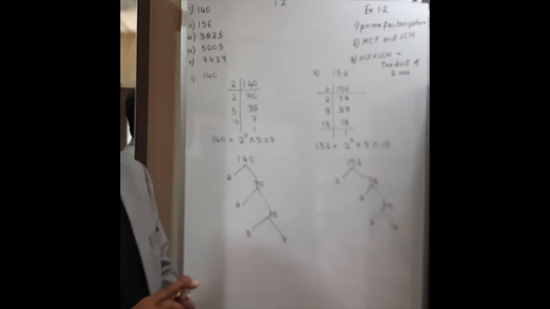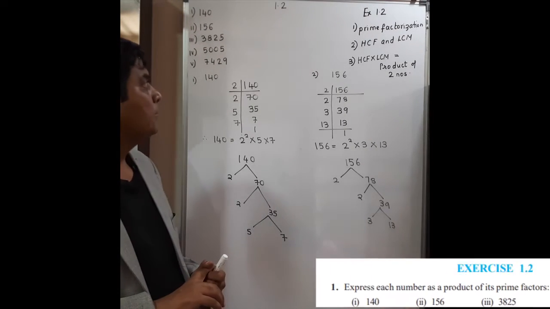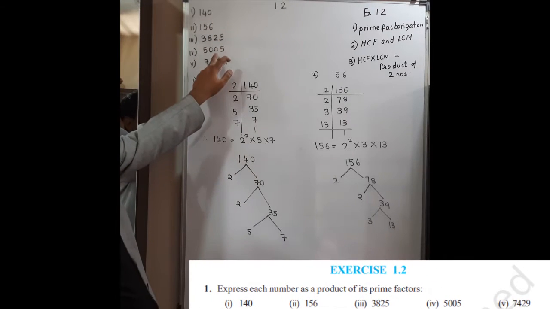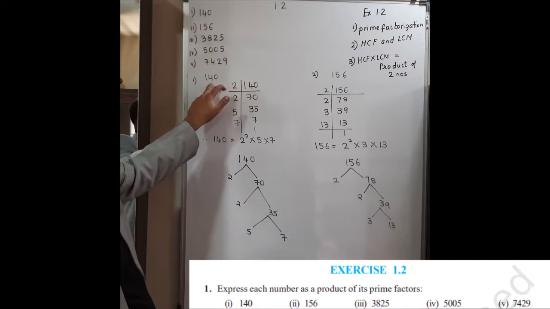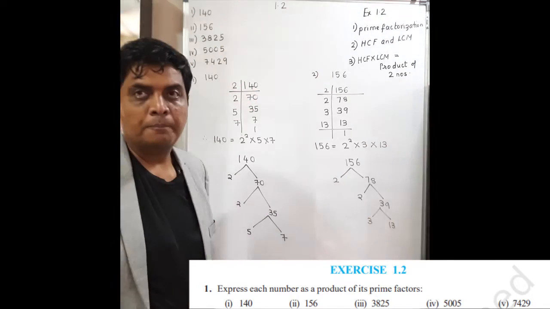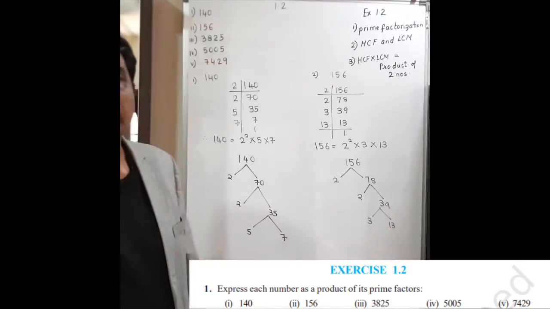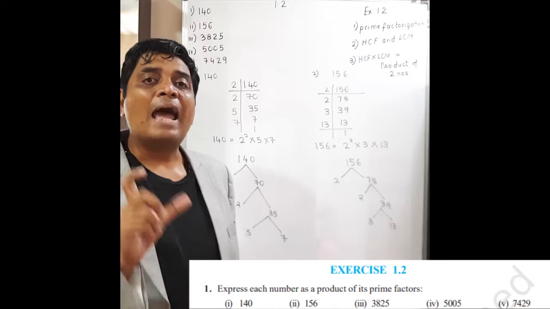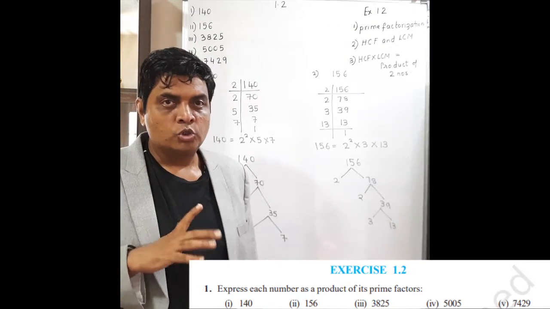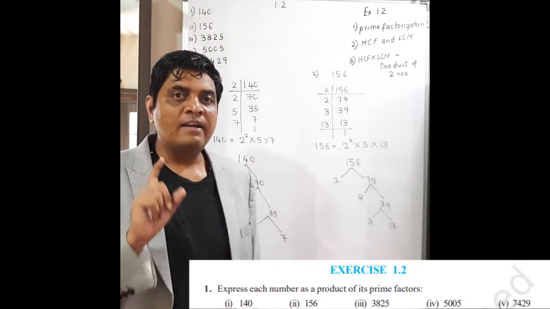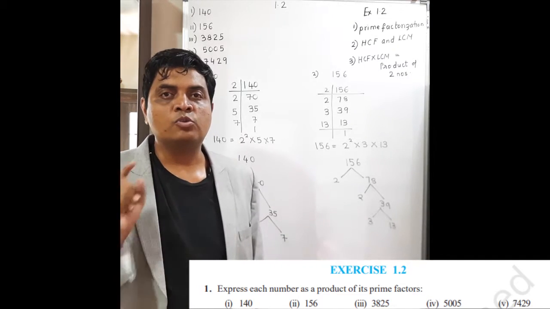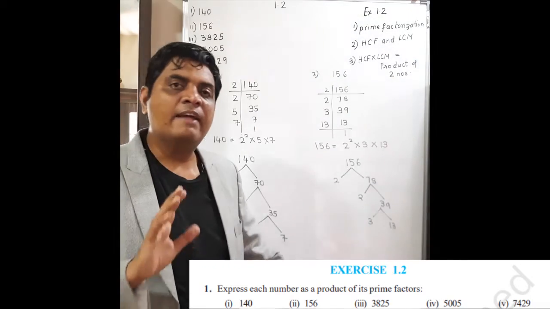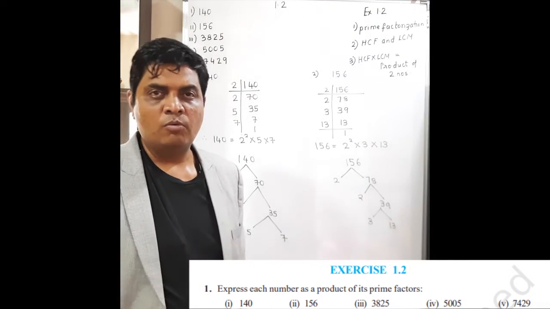So what is the first sum? We have to find the prime factorization of 140, 156, 3825, 5005, 7429. Let us see how to go about it. What do we mean by prime factorization? You have to find all the prime factors of the given number. So 1 will not come. Whenever they say write the prime factors, you should never write 1, because 1 is not a prime number. Whenever they say factors, you can write 1 as well.